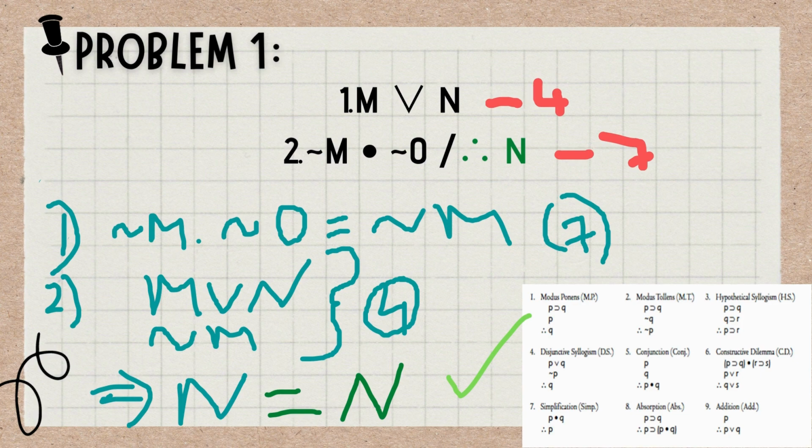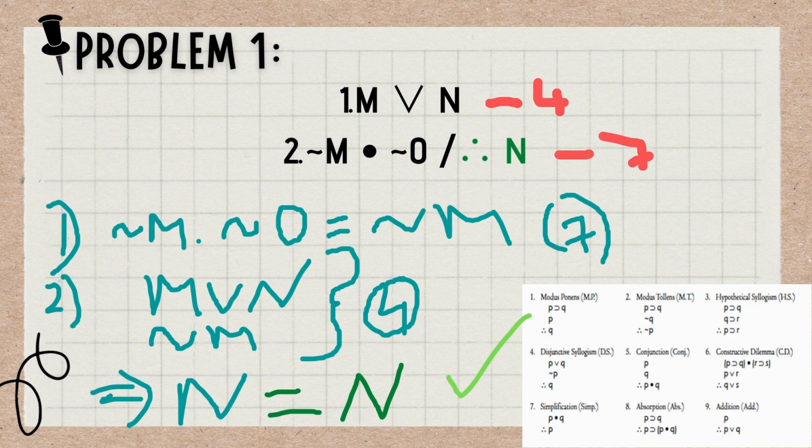Let's take the second premise first: negation M conjunction negation O. How can we simplify it? The seventh rule in the rules of inference toolbox is simplification. Simplification means P dot Q, that is conjunction, gives P. So negation M dot negation O gives negation M. So we got negation M from the second premise.